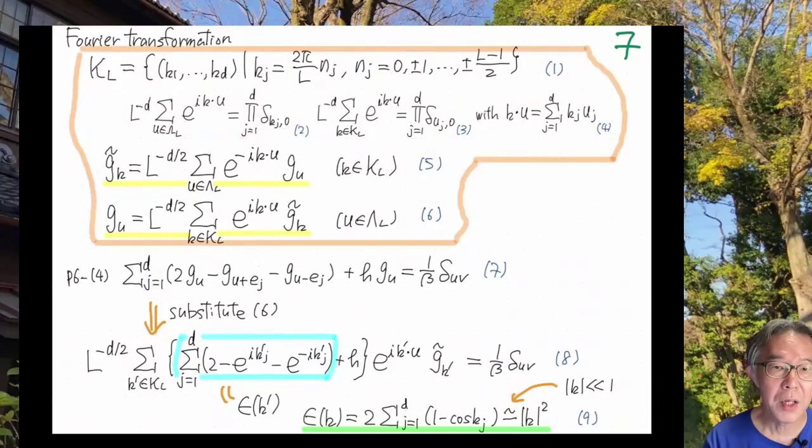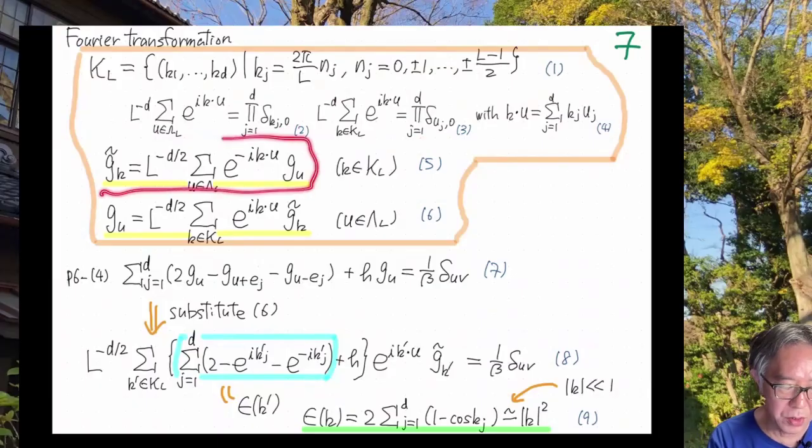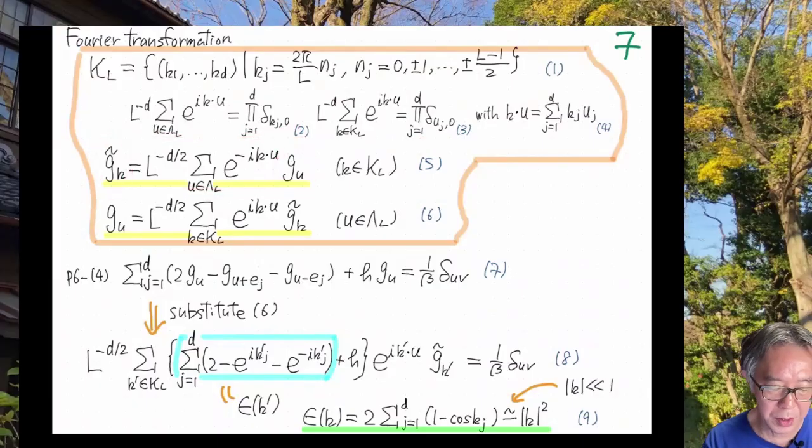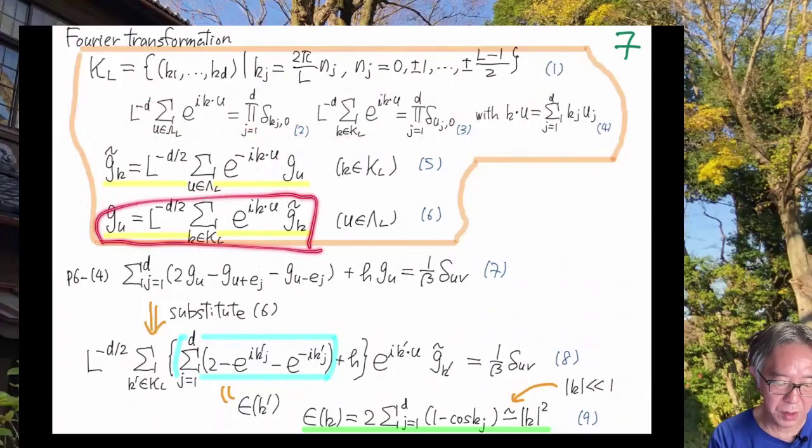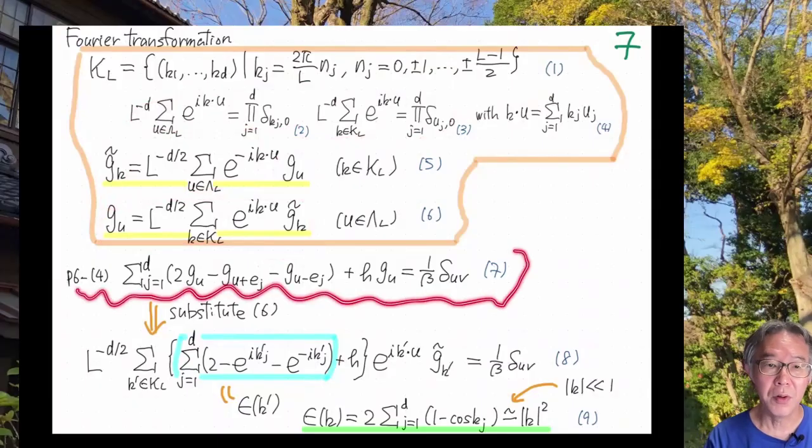Okay. And now this is the definition of the Fourier transformation of G(u). This is the Fourier transformation. And then you can prove by using this or this, anyway, that the inverse Fourier transformation is explicitly written in this form. Okay, so now this is the equation that we want to solve.